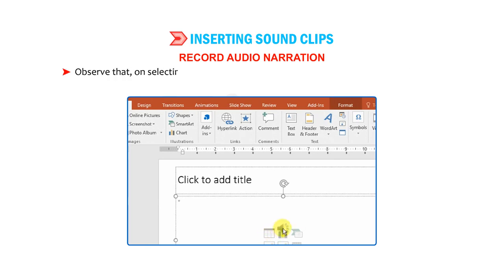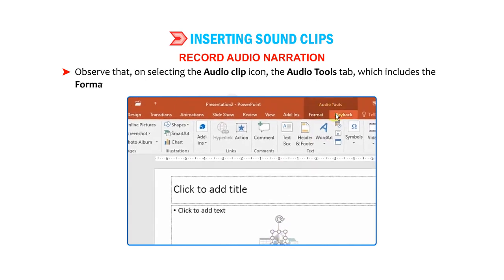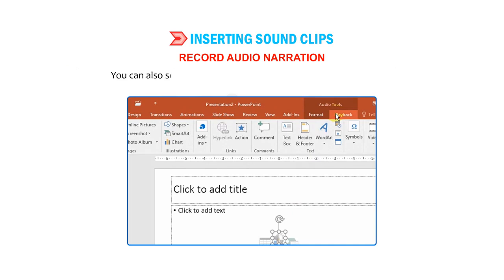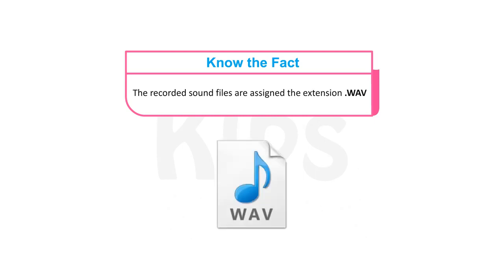Observe that on selecting the audio clip icon, the Audio Tools tab, which includes the Format and Playback tabs, appears on the ribbon. You can also see the audio playback controls displayed on the slide. Students, note the fact that the recorded sound files are assigned the extension .wav.